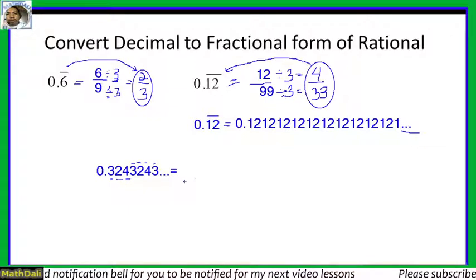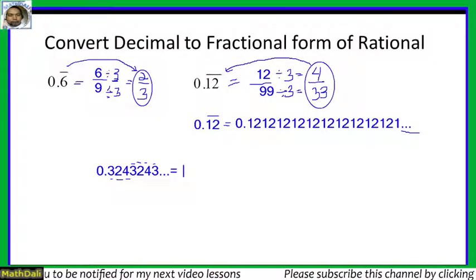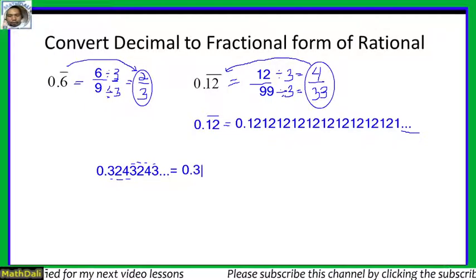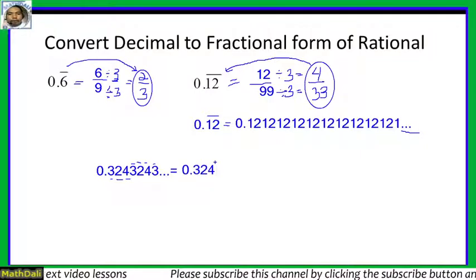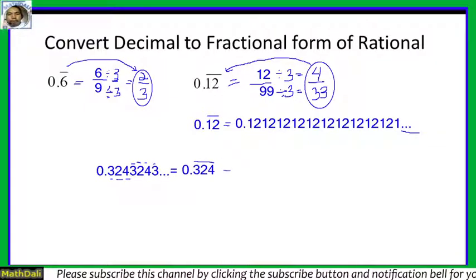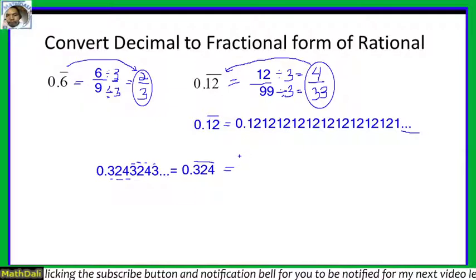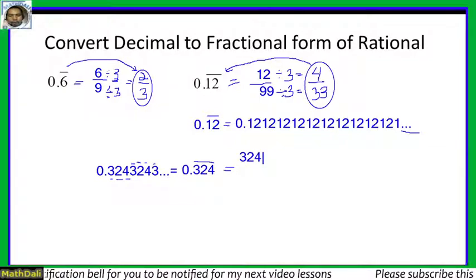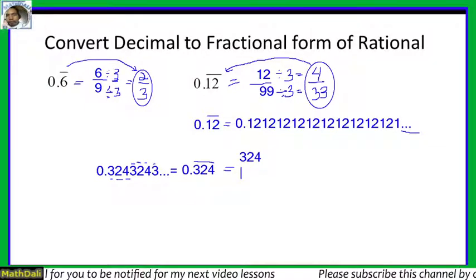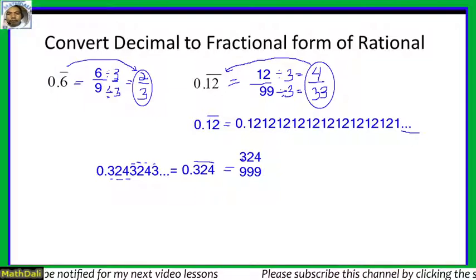So, tatlo lang yung nauulit na decimal dito. So, pwede na nating ilagay yan na 0.3, then we have 2, then we have 4. Tapos, pwede na ninyong lagyan ng bar sa taas. Ayan. Para i-convert yan sa fractional form, that will be equal to, we have yung decimal natin, yung repeating decimal, that is 324 over, we have tatlo yan, so tatlong 9 sa denominator natin.